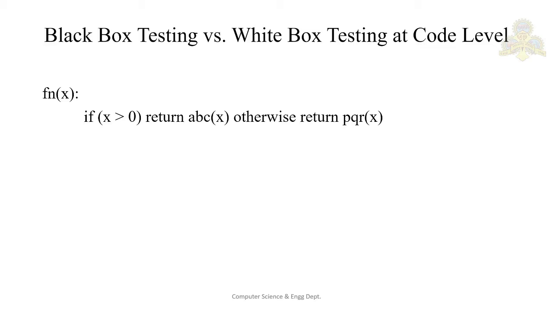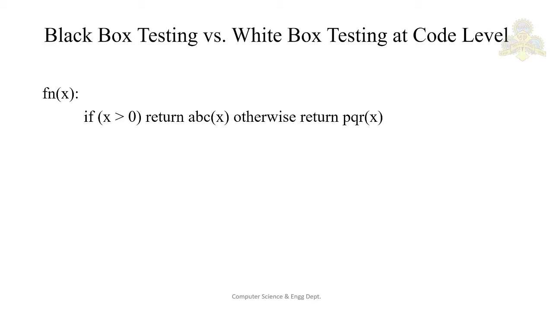So how can you test it then? Whenever x is greater than 0, the ABC of x function would be called, and whenever x is less than 0, it would be PQR of x. So you can thoroughly test the ABC of x function for x greater than 0, and the PQR of x function whenever x is less than 0. Hence, in white box testing, we save a lot of time.